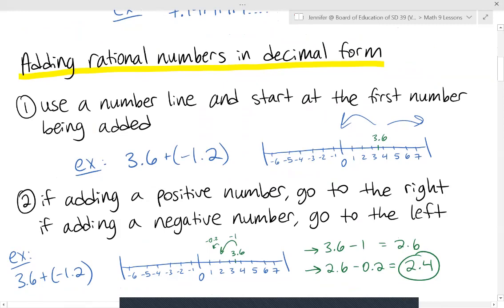So for this example, we're adding a negative number. So we're going to move left on the number line, and we're going to move left by 1.2. I think it's easiest to go in chunks of 1. So we're at 3.6. If we go to the left by 1, then we're now at 2.6, because that's an easy calculation to do. We've only moved 1, but we need to move 1.2. So that remaining 0.2 has to be moved to the left from your 2.6. So we've got 2.6 minus 0.2. That leaves us with 2.4 as our answer.